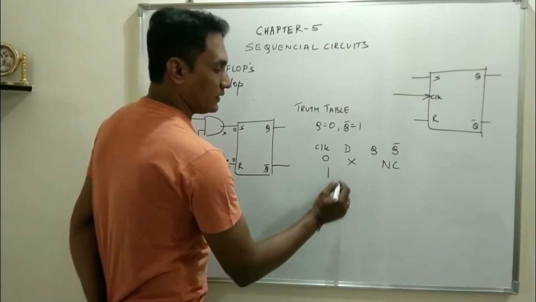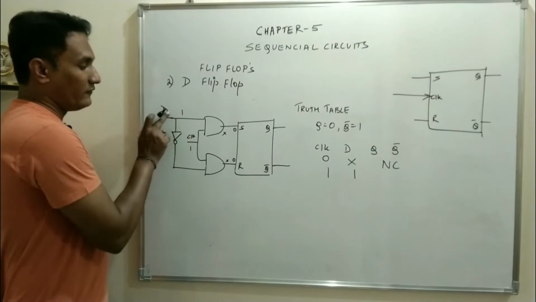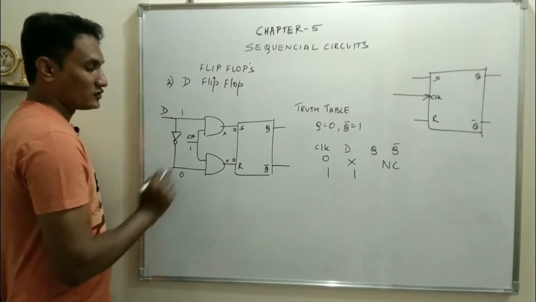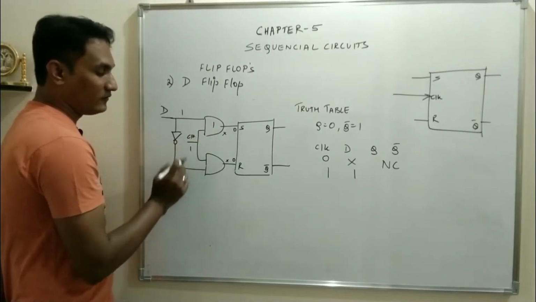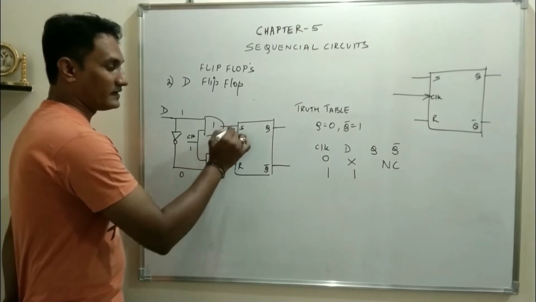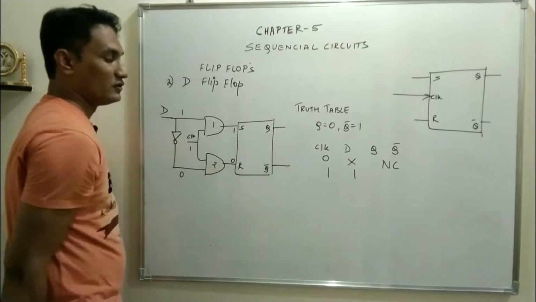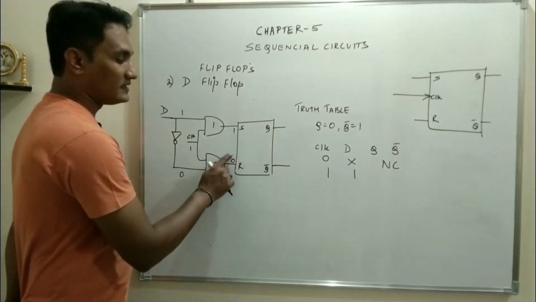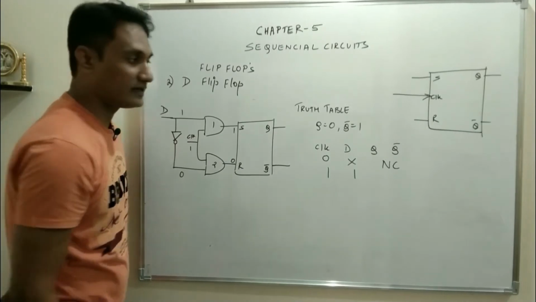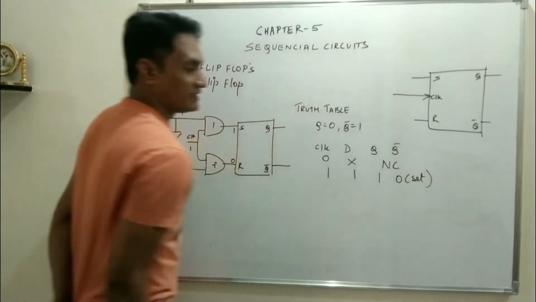Now when clock is 1, say D is equal to 1. Clock is 1 and D is 1. When you make D equal to 1, the other input becomes 0. So for the first AND gate, the input is 1 and 1, and for the second AND gate, the input is 1 and 0. So for the first AND gate, the output is 1, and for the second AND gate, the output is 0. So S1 R0. Trigger has been provided to S. S stands for set. So Q will become 1, Q bar will be 0. So this is the set condition.